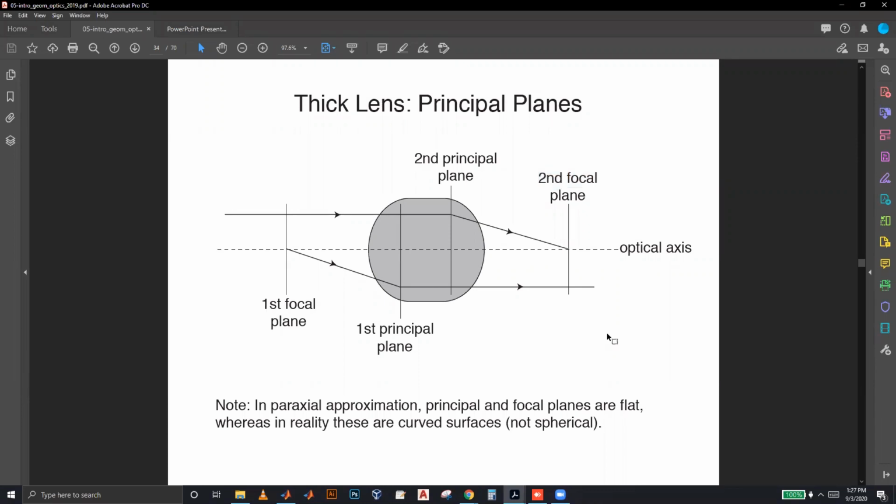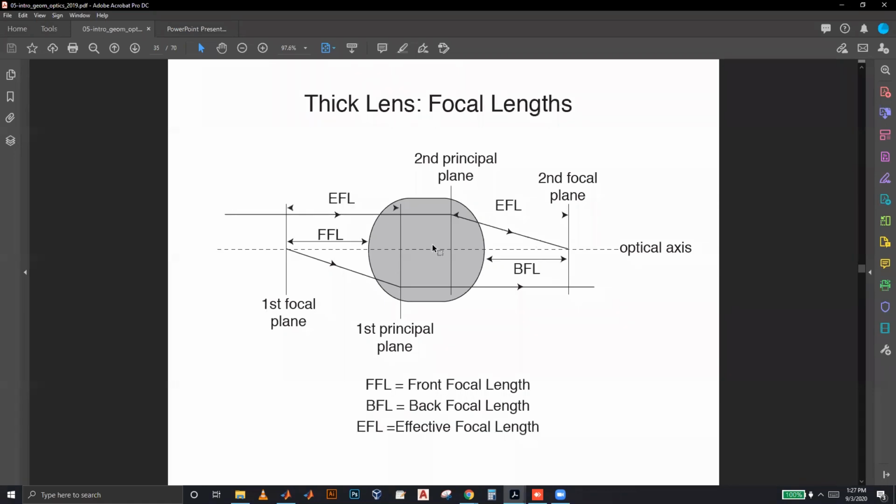So just remember some definitions. The second principal plane is the last plane from which the parallel rays are assumed to refract toward the optical axis. The first principal plane is the opposite. Basically, these are just reversed. And using those equations, we can define some focal lengths.